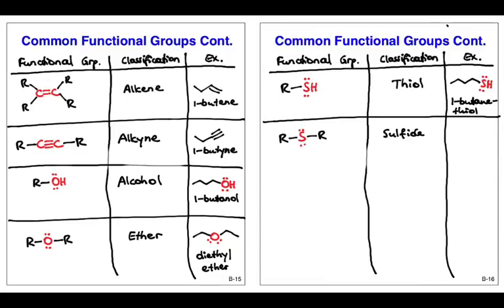And then you can have the version of an ether with a sulfur, that's called a sulfide. And here again we will have an example.